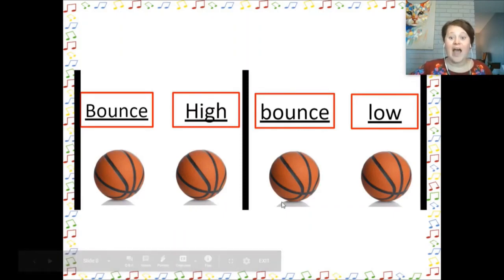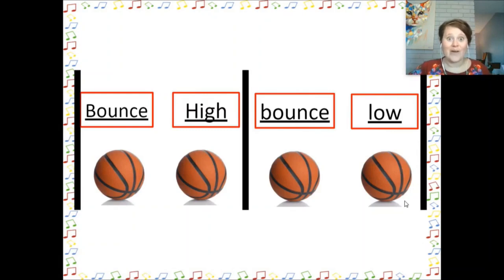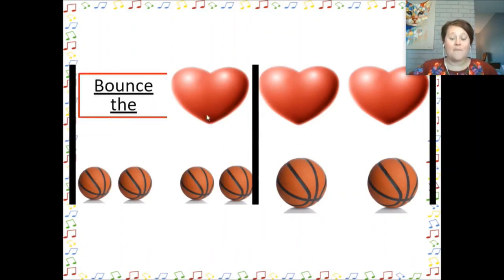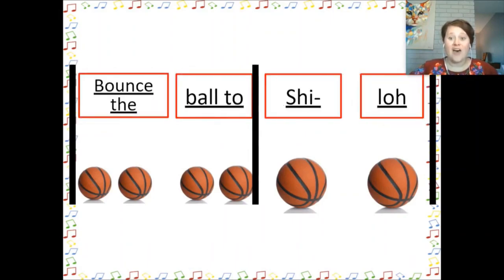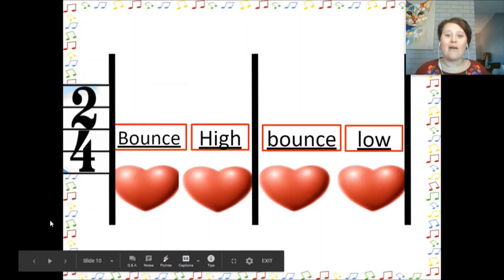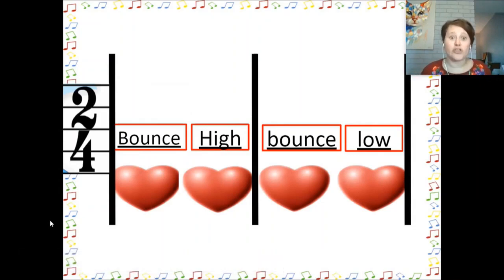Bounce high, bounce low. Now we're going to do the same thing with the next section. Tap the beat. Bounce the ball to Shiloh. Now tap the rhythm. Bounce the ball to Shiloh. When we tap the rhythm, we're tapping the sounds, right? The words.